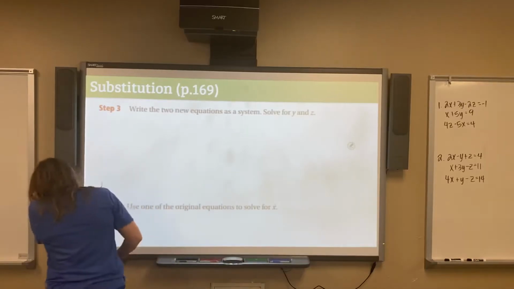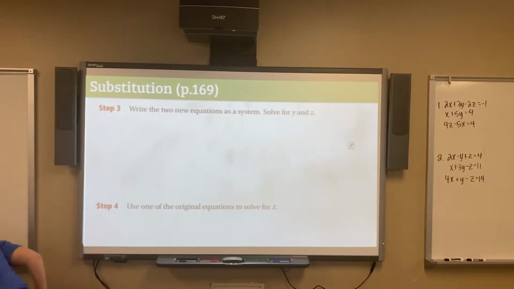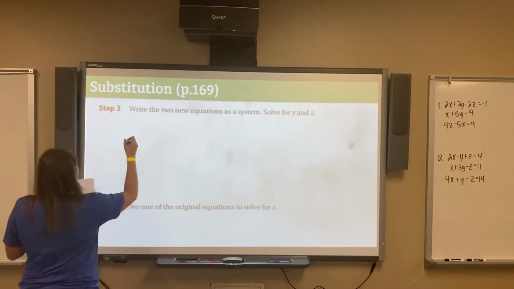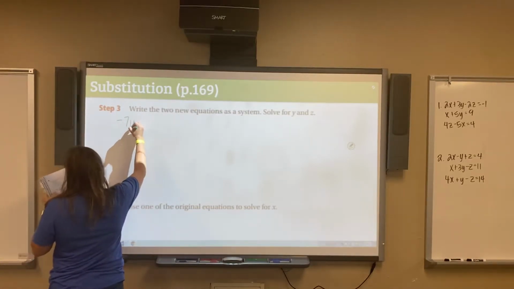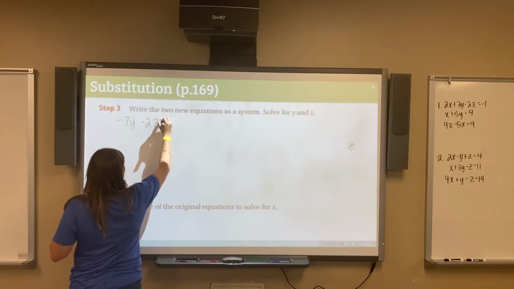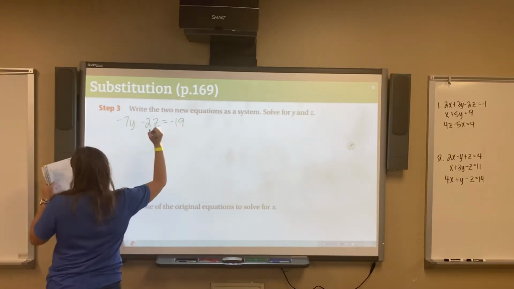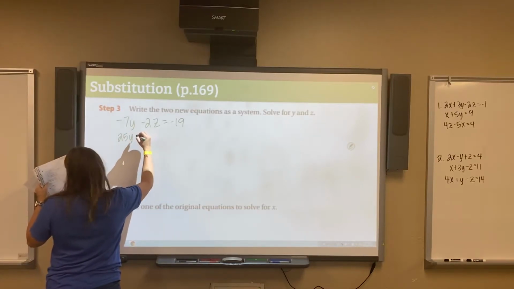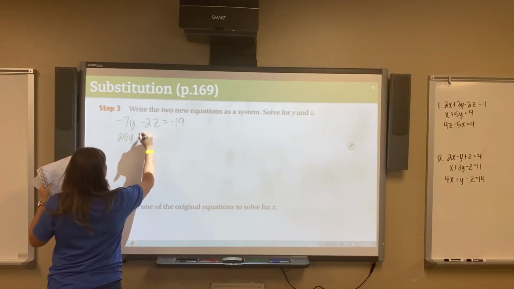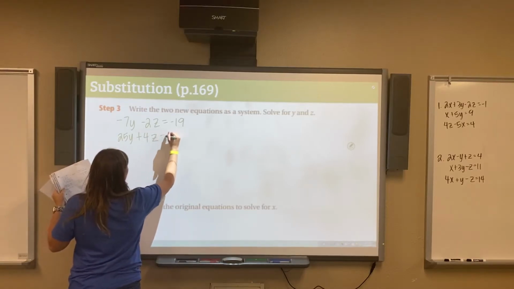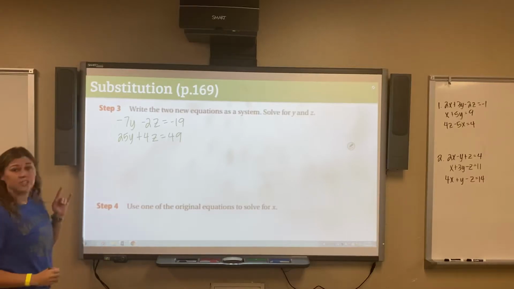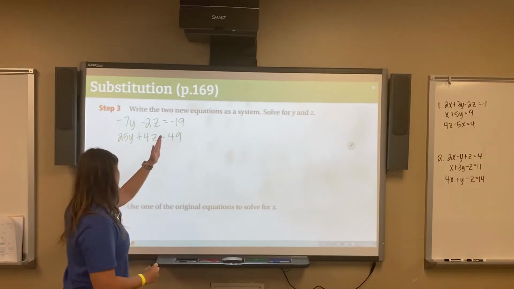So in step 2 we got, let me use my notes because I just erased them. We had negative 7y minus 2z equals negative 19, and then we had 25y plus 4z equals 49. Okay. 2 equations, 2 unknowns: y's, z's, constants.